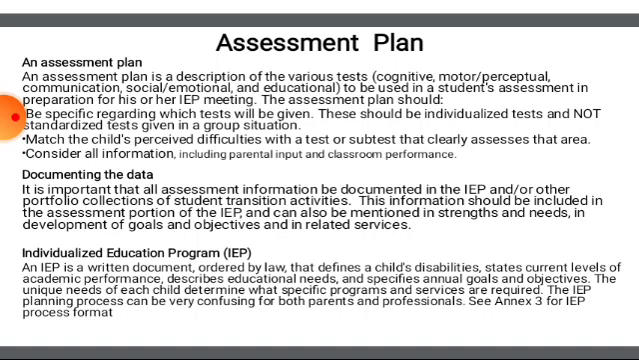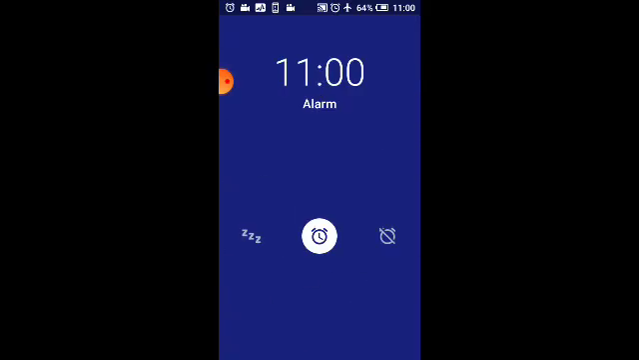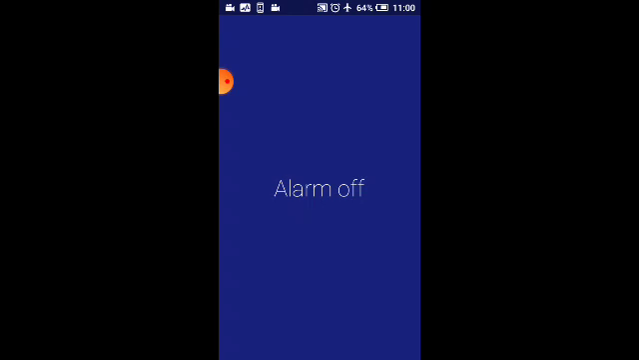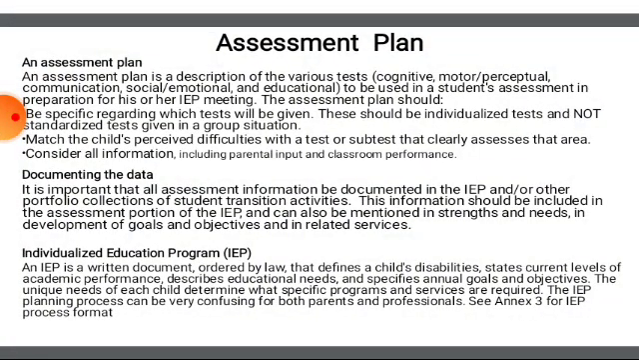Documenting the data. It is important that all assessment information be documented in the IEP, or other portfolio collection for student transition activities. This information should be included in the assessment portfolio portion of the IEP and can be mentioned in strengths and needs, in development of goals and objectives, and in related services.